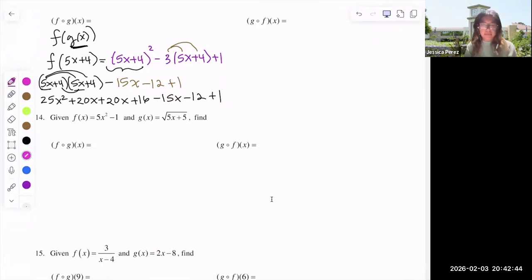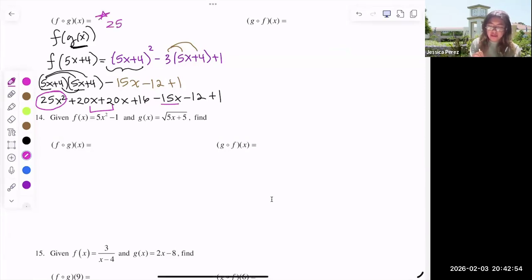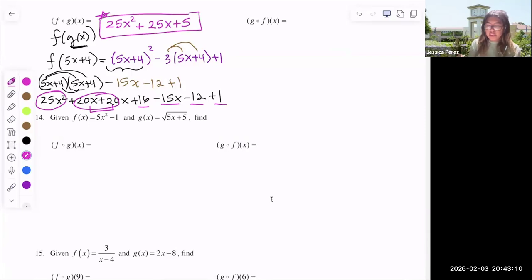Now I have to do bookkeeping. So I have a quadratic term here. I have 40x and then a minus 15. That gives me a positive 25. So I'm going to rewrite it over here. So 25x squared plus 25x, right? Because this is 40 minus 15, that's 25. And then I have a 16 minus 12, that's a 4, plus 1, that's a plus 5. And there is my solution after doing some cleanup.